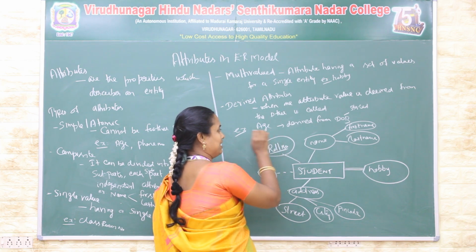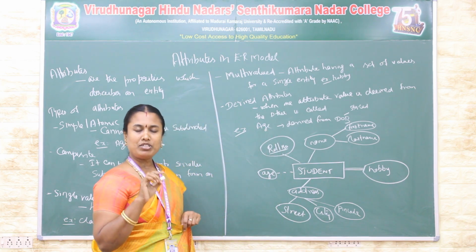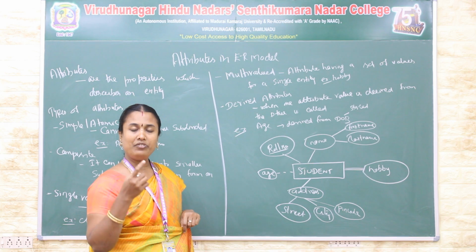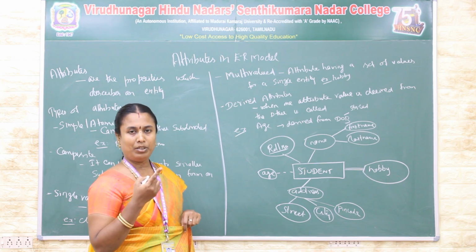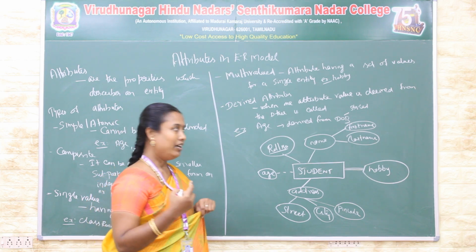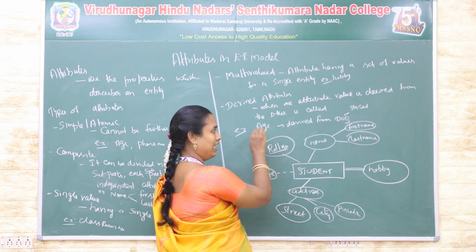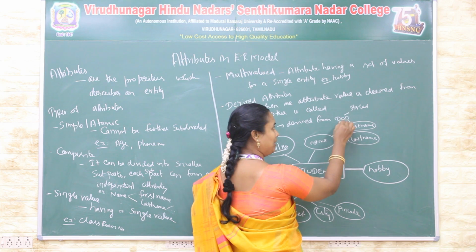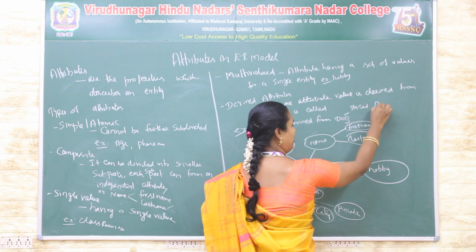Why? To say the age of a person, before that we have to know the date of birth of the person. Then only can we say the correct age of the person. So here age is called the derived attribute. DOB, date of birth, is called a stored attribute.